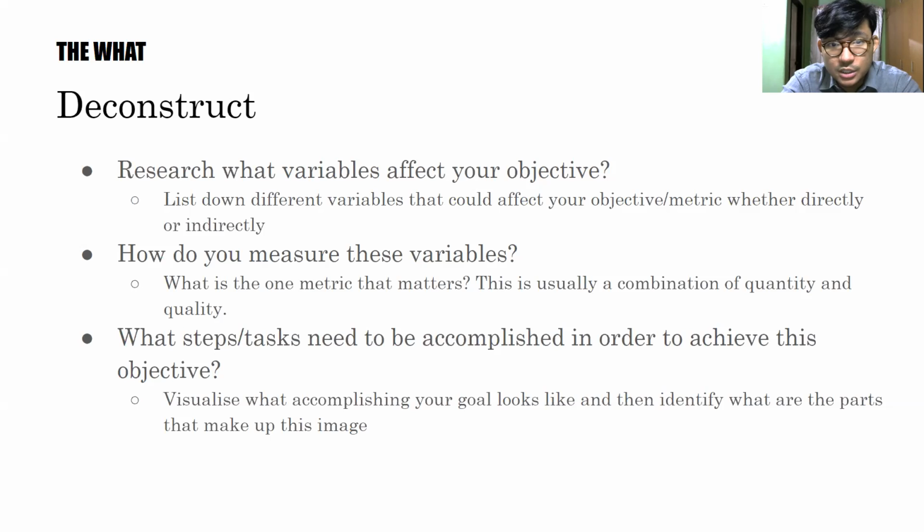So what is the one metric that matters? This is usually a combination of quantity and quality. So a good way to do that is make it a ratio, make it a rate. So what this means is, let's say your goal is quantity, say you want a lot of attendees to your event. Actually, if your only goal was the number of attendees to your event, you could literally invite anybody, everybody, even give them free food. I could probably have 100 people, 1,000 people.